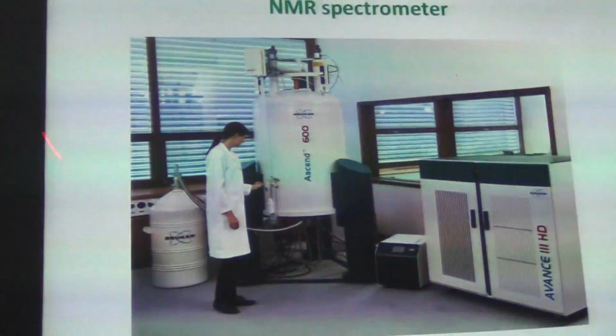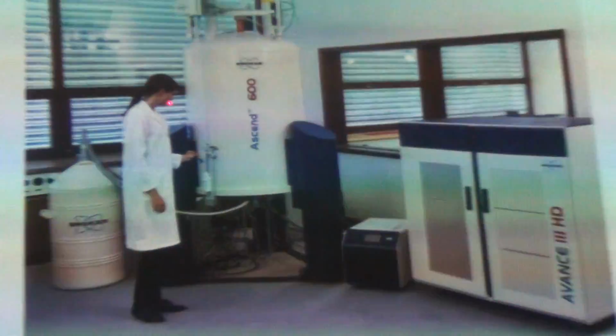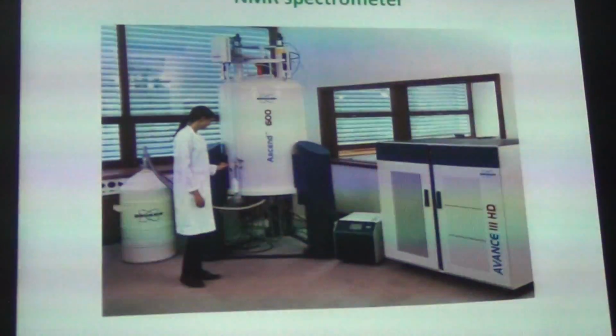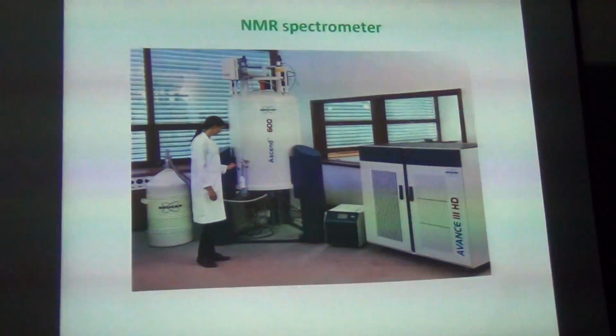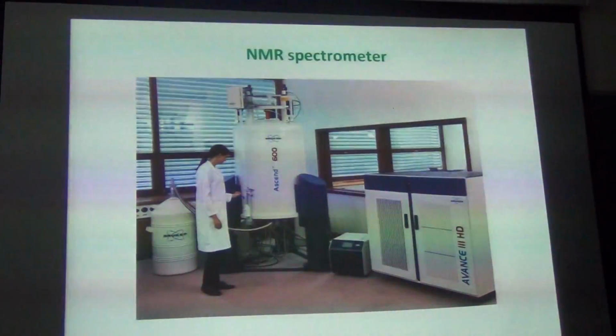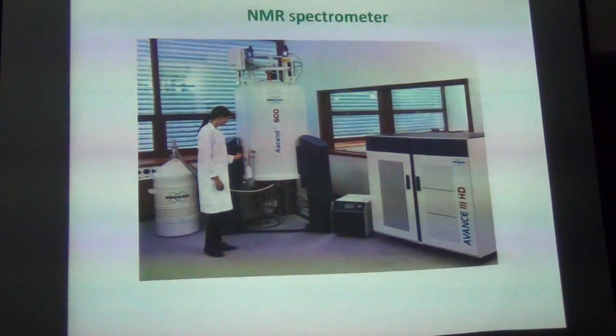So this is an NMR spectrometer. The NMR spectrometer has 3 major components. The first one is the magnet. The magnet is superconducting, and it is immersed in liquid helium. Liquid helium has a boiling point of about 4 Kelvin. The main point of using liquid helium is to maintain a temperature of less than 4 Kelvin, which is necessary for the magnet to retain its property of superconductivity.